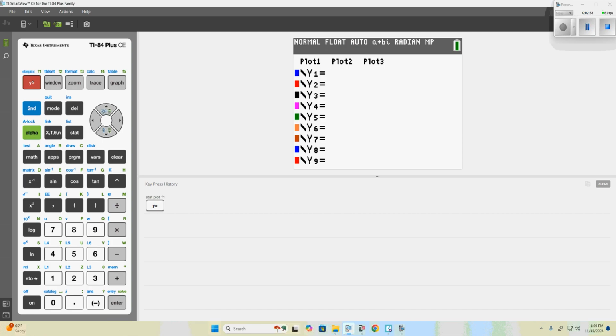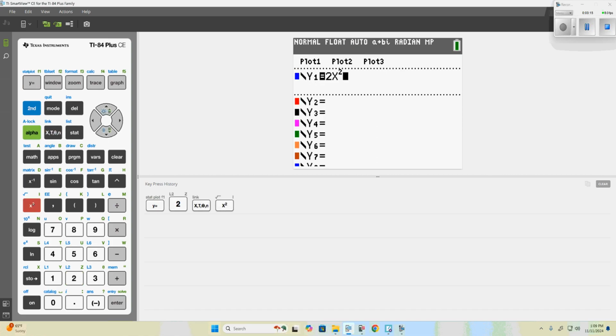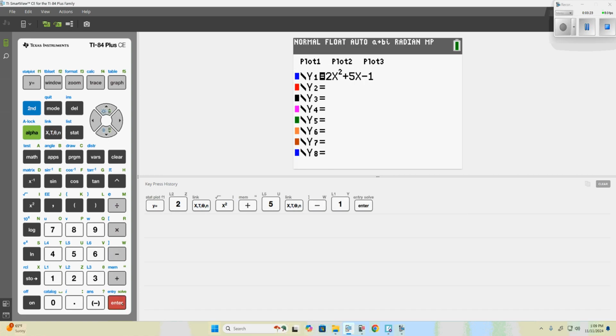Everybody get to this point here. You might have equations typed in. We'll need to clear them out. We'll type the first equation in: 2x squared plus 5x minus 1. Questions on how we type the first equation in so far?